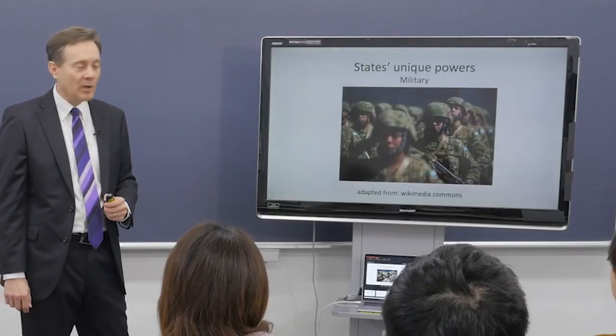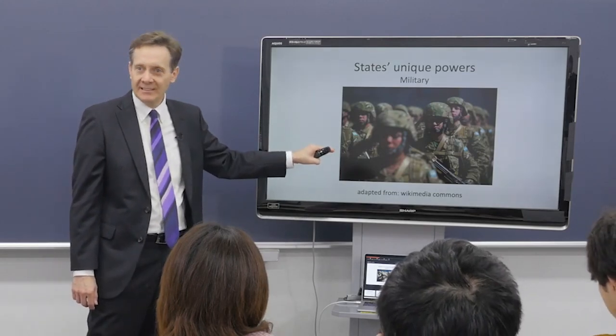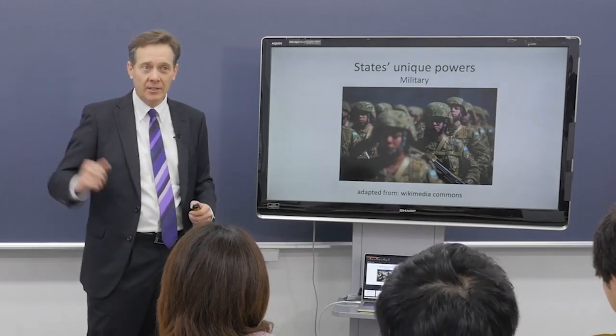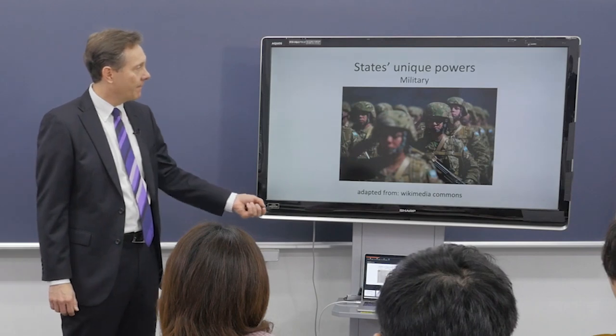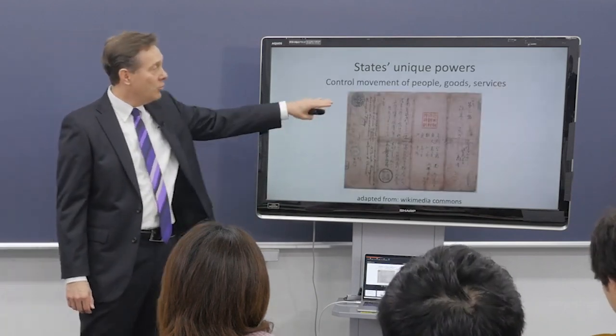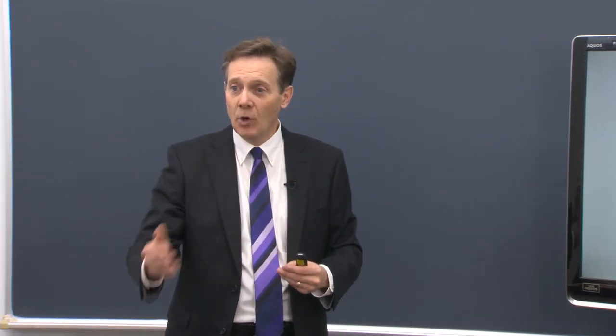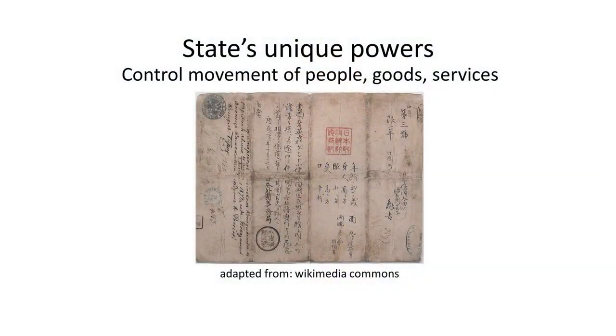Another power of a state is one we already mentioned. Only states can have a military, right? And everybody understands that all states may have a military. All other states respect the right for states to have a military. States also control the movement of people, goods, and services. That is to say, we may not travel from Japan to another state without the permission of that other state. Sometimes we have to get permission early with a visa. Sometimes we can just go there, but we need a passport, right? This is a copy of the first passport that was issued in Meiji, Japan, the first Japanese passport from the Meiji era.